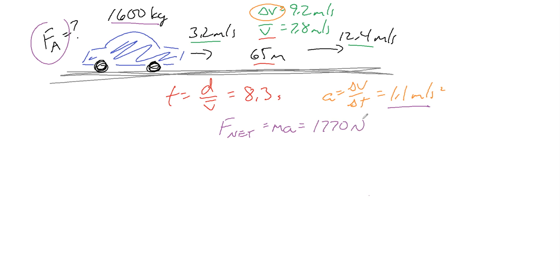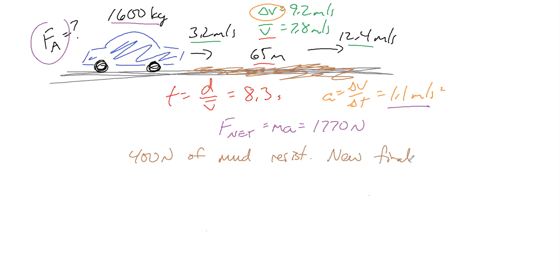Okay, so let's incorporate a little more here. Let's build on this a little bit and adjust the situation. So suppose there's mud or something like that here. I'll draw some mud. There's some mud. Okay, so let's say we end up with 400 newtons of mud resistance. If that was true, what would the new final speed and distance be now?